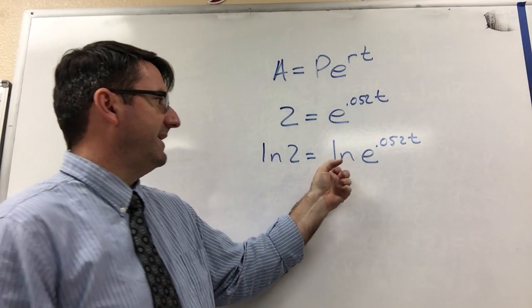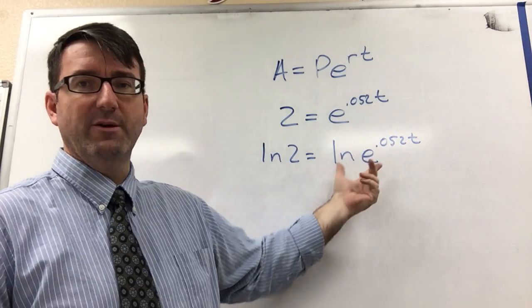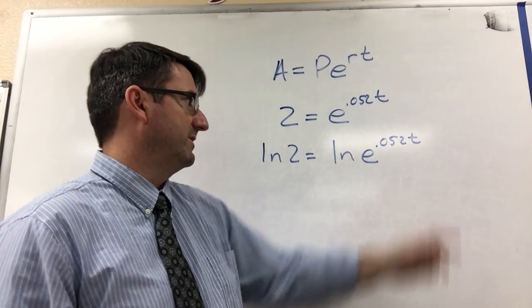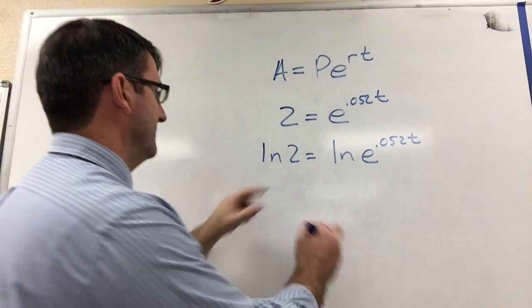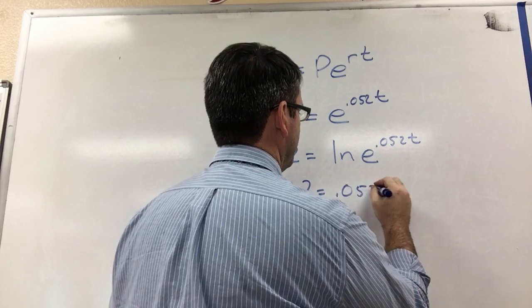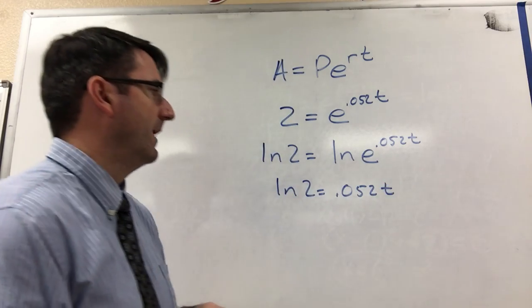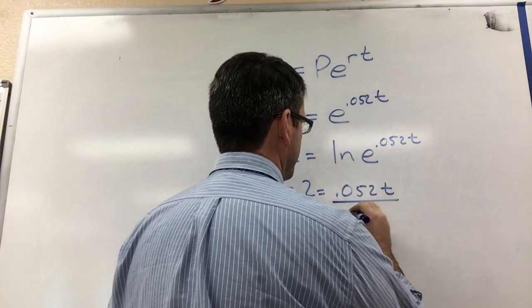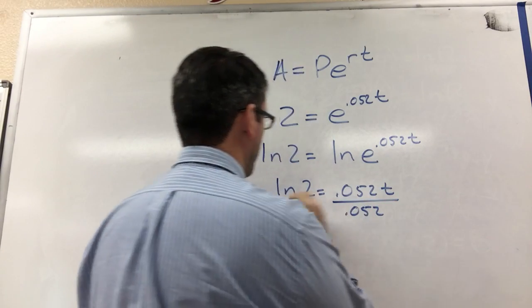And the reason we did that now is that the natural log and e are going to cancel each other out, and we're just going to be left with the exponent, which is 0.052t. So the natural log of 2 is equal to 0.052t. And then to solve for t, divide both sides by 0.052.